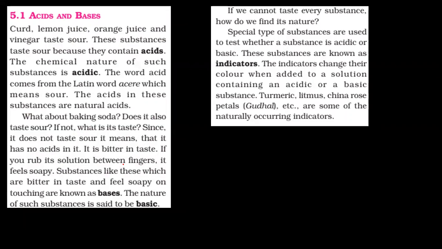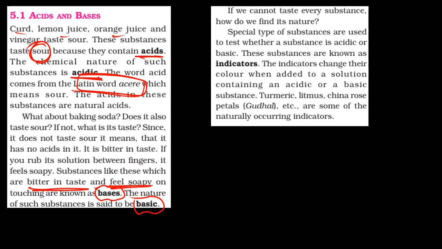Now let's get into the crux of the chapter, that is acids and bases. So they have classified acids as substances which are sour in taste, for example, curd, lemon juice, orange juice, vinegar, etc. And such substances, the chemical nature is acidic. It is derived from a Latin word, which is very important and can be asked for 1 mark. Also, bases, which is the opposite of acids, they are bitter in taste and soapy to touch, brittle as well, and they are known as basic. For example, baking soda. This is a basic substance.